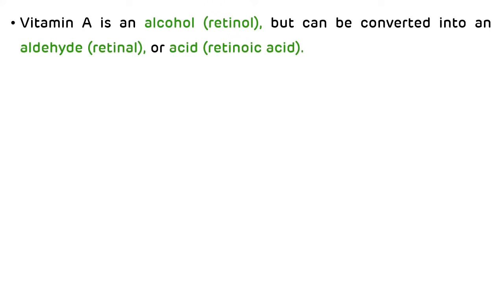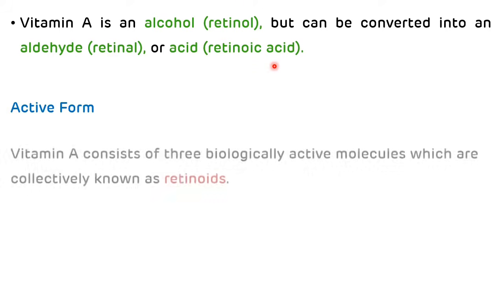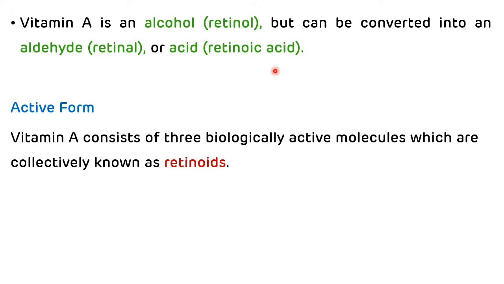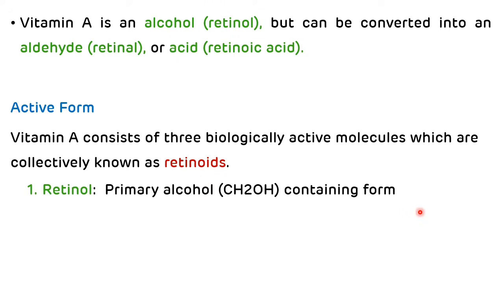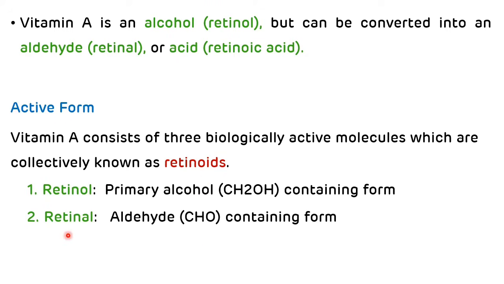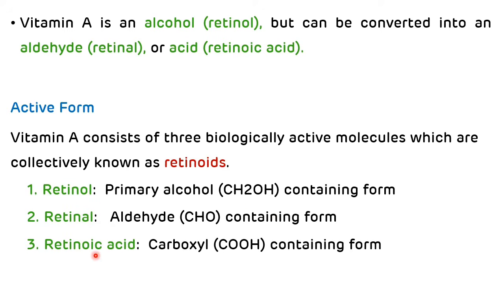Now vitamin A is basically an alcohol, that is retinol, but it can be converted into an aldehyde, that is retinal, or into an acid, which is retinoic acid. There are three biologically active forms of vitamin A which are collectively known as retinoids. First one is retinol, which is a primary alcohol containing form. Second one is retinal, which is an aldehyde containing form. The third one is retinoic acid, that is the carboxyl containing form. So these are the three active forms of vitamin A, collectively known as retinoids.